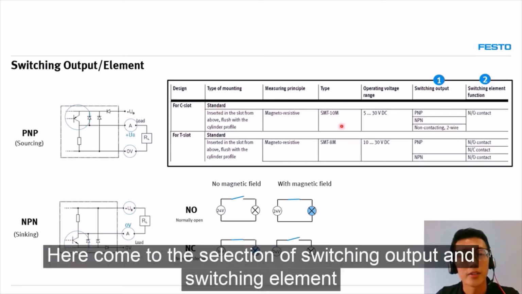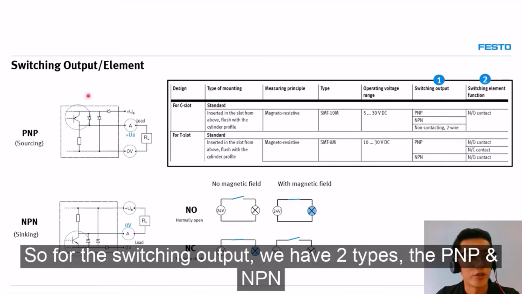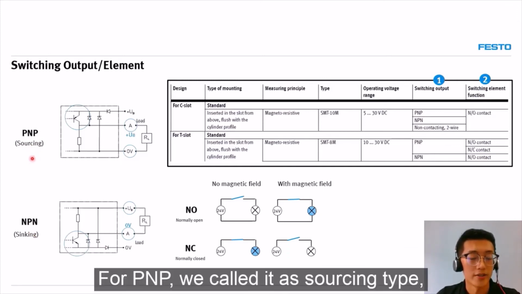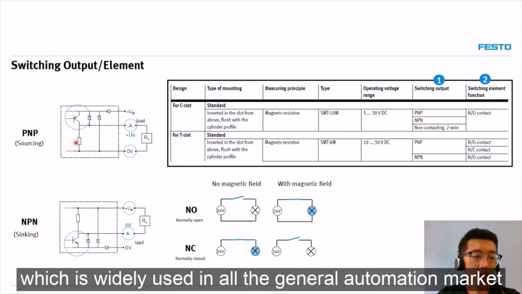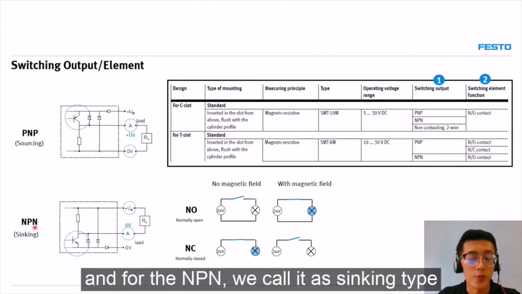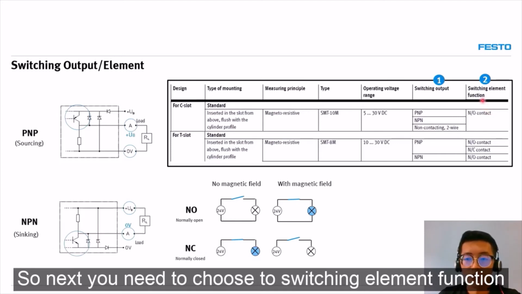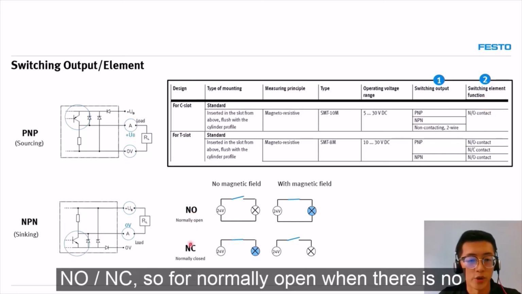Here we come to the selection of the switching output and the switching element. For the switching output, we have two types, the PNP and the NPN. PNP we call a sourcing type, which is widely used in the general automation market. And NPN we call a sinking type, which is mainly used in the Asian automation industry, especially Japan. Next, you need to choose the switching element function, normally open or normally closed.